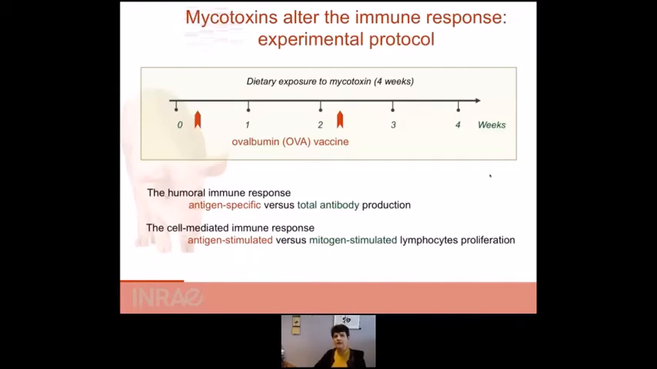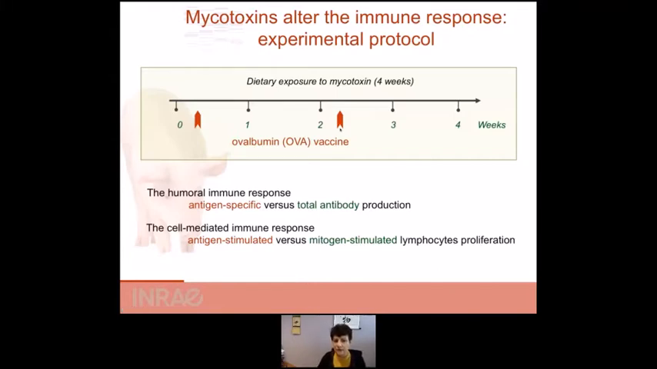In our lab, we did quite a lot of experiments trying to investigate the effect of mycotoxin on the immune response in pigs. The experimental protocol that we used was most of the time the same. The animals were exposed to mycotoxin for 4 weeks. And during these 4 weeks, they also were vaccinated with a model vaccine, which is ovalbumin.